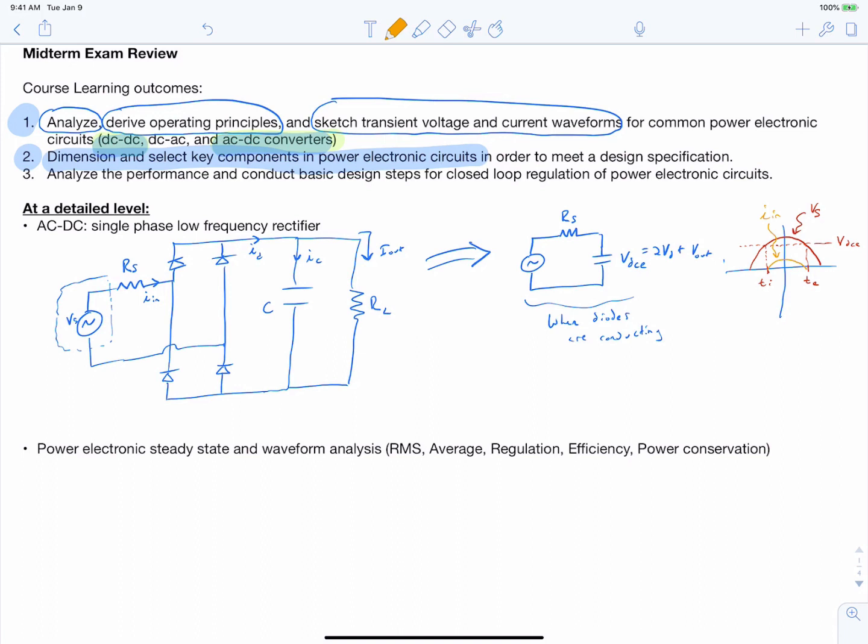We're not looking for you to memorize equations. This exam is not about equations, it's about understanding the operation of these converters, how to analyze them, how to derive their operating principles, and how to sketch their transient voltage and current waveforms. So again, everything goes back to these learning outcomes.